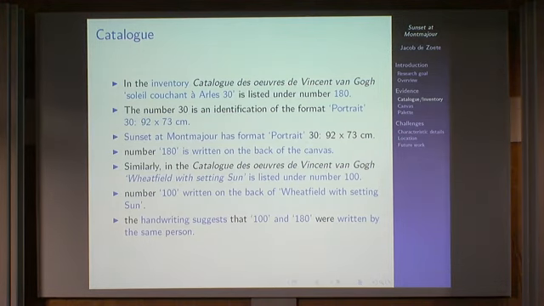And then the final argument they present here is that the handwriting of these 100 and 180 suggests that they were written by the same person. What's also striking is that all of these numbers are written upside down on the back of the canvas, and the hypothesis was that they were making this inventory list, and they wanted to number the ones that were very similar in terms of what you could see in the painting. You have 100 and 180.